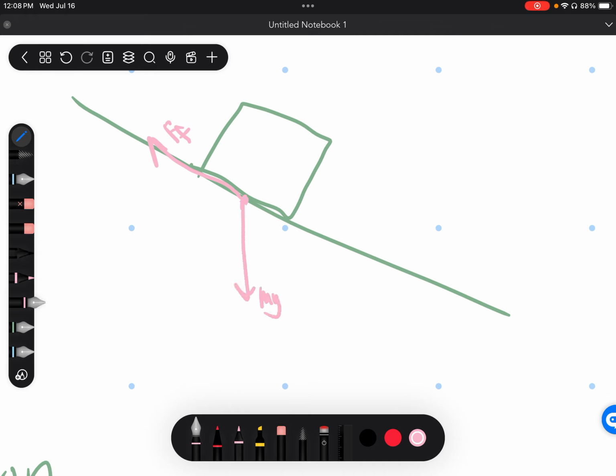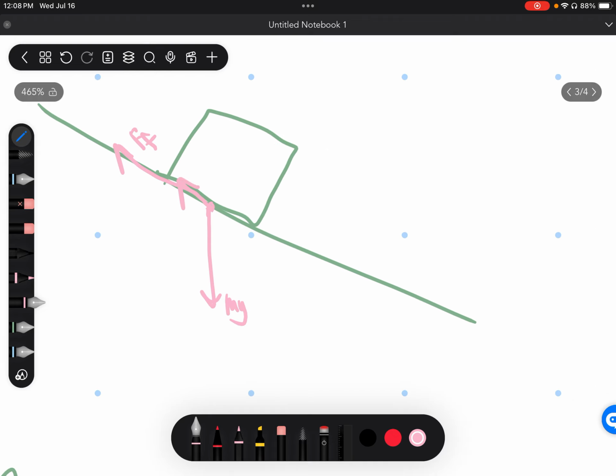You have mgx, which gets pulled up like this. Oh, sorry, it could be pulled down, sorry. Yep, it'd be pulled down like this. And then you have mgy, like that. mgy and mgx. This is how you'd write it.